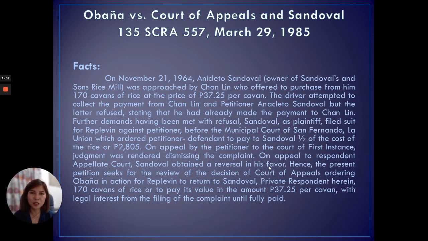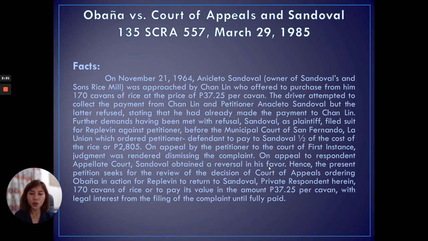Ubania v. Court of Appeals and Sandoval, 135 SCRA 557, March 29, 1985. Facts of the case. On November 21, 1964, Angelito Sandoval, owner of Sandoval and Sons Rice Mill, was approached by Chanlin, who offered to purchase from him 170 cavans of rice at a price of 37.25 pesos per cavan. The driver attempted to collect the payment from Chanlin and petitioner Angelito Sandoval, but the latter refused, stating that he had already made payment to Chanlin.